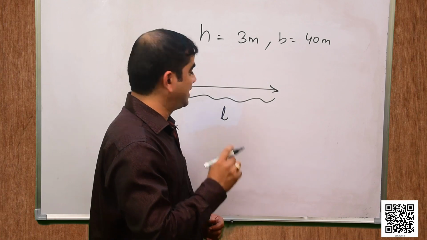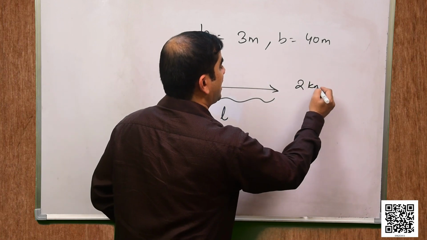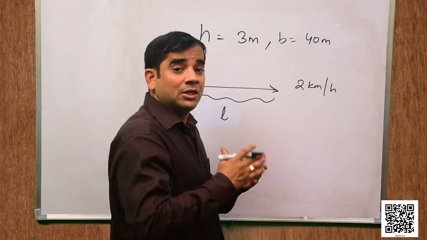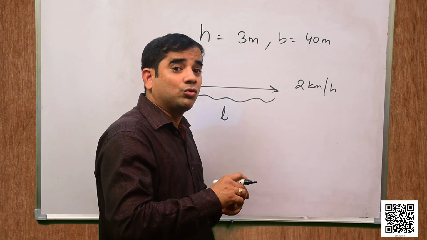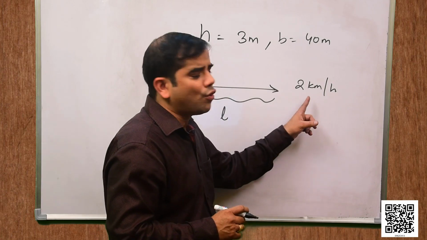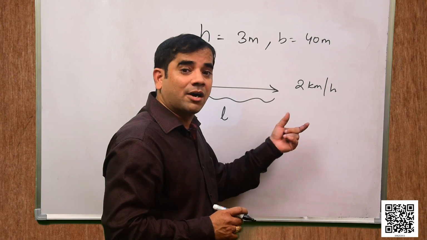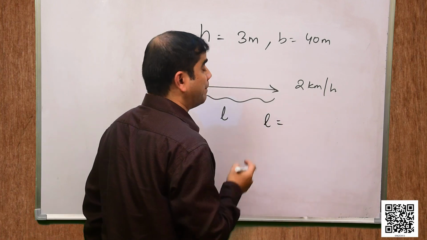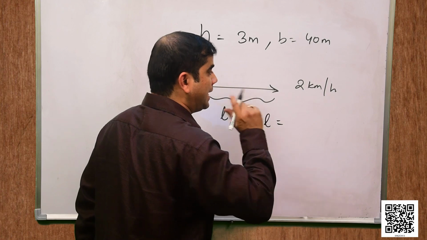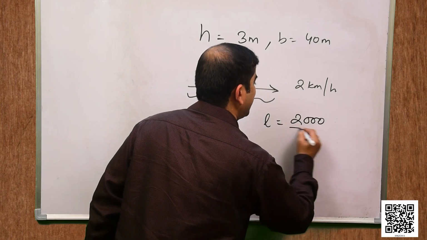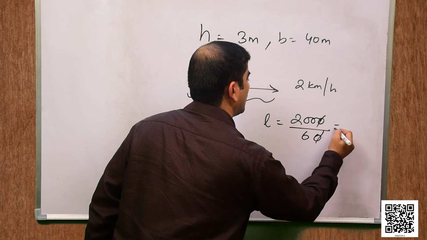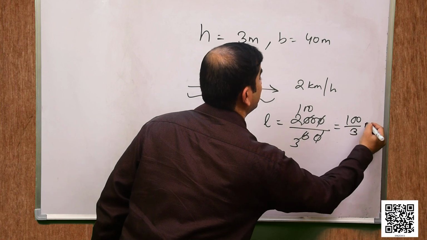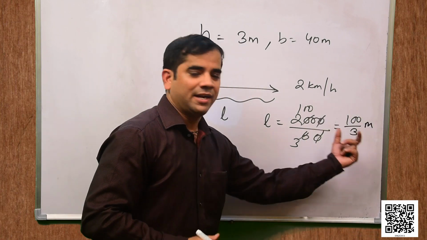Okay, the length covered is 2 km per hour. Fine. So, per minute, it is asked how much water will fall into the sea in a minute. So, we need to find out the distance covered in a minute. The distance covered by the flow of water in 1 minute will be 2000 divided by 60, or it is 100 by 3 meter. Now, we have found out the length.